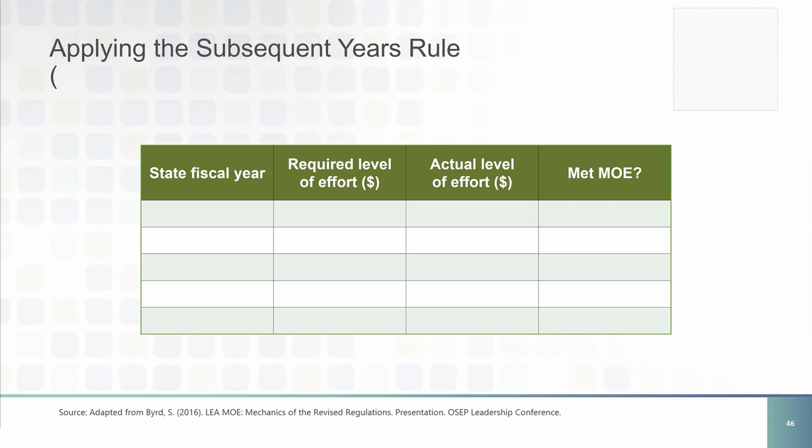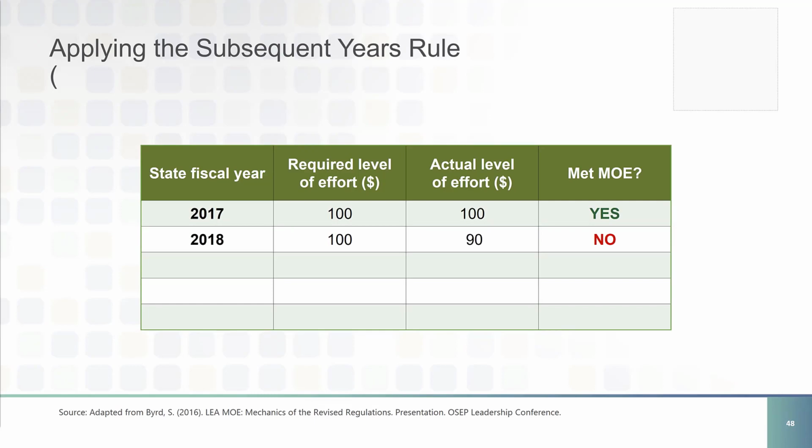I'm going to show you how the subsequent years rule works, using simplified numbers to make the math easier. In Connecticut, we've established a baseline of 2014-15 for all LEAs as met in all four methods. So LEAs will need to apply the subsequent years rule for eligibility and compliance testing moving forward. We present here a simplified example that ignores the type of method used, starting in 2017. This LEA's required level of effort for 2017 was $100, and the actual level was also $100. So the LEA met MOE.